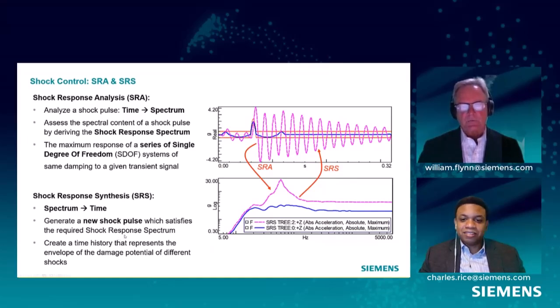This is another way to use a shock control, and that's based on shock response spectrum. These terms are sometimes a bit confusing. They're interchangeable. So SRA and SRS. SRA is taking a time pulse and converting that to a spectrum, generating an SRS. The reverse of that is to take a spectrum, or that SRS, and generate a time pulse that can be applied with the shaker and controller. So those are inversions of each other, the SRA and SRS, and you can go back and forth.